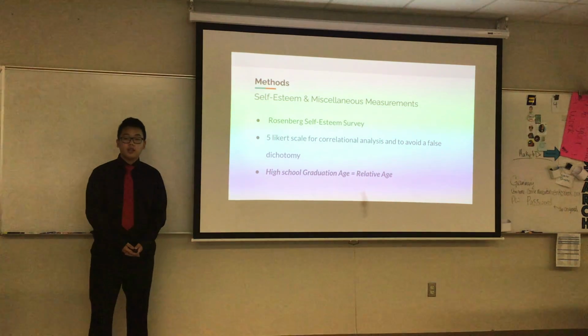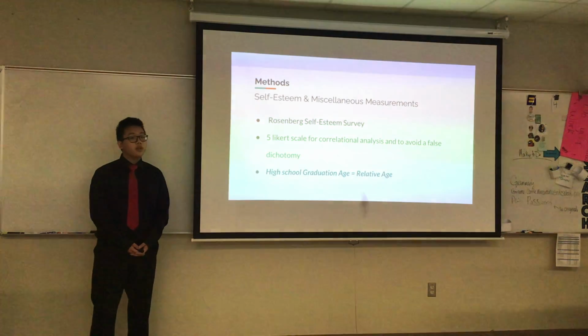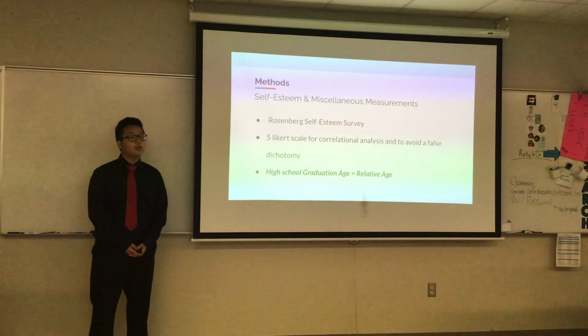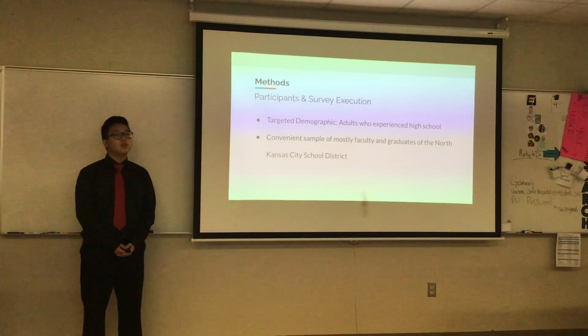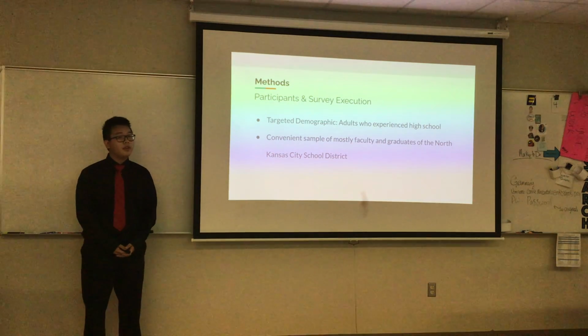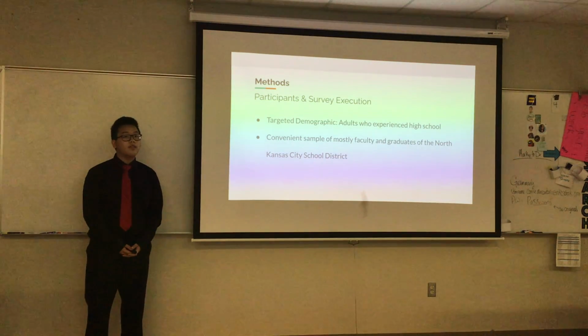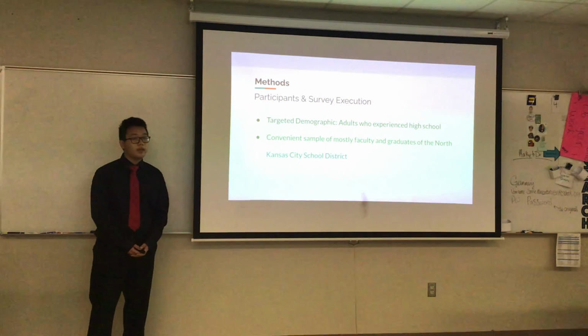Finally, I measured high school graduation age and birth age to approximate academic relative age. I also recorded participants' demographics in case other correlations presented themselves. The survey's target demographic was adults who participate in America's compulsory education system. The survey was distributed via email amongst faculty and graduates of a public Missouri school through their alumni network and other professional contacts I had.